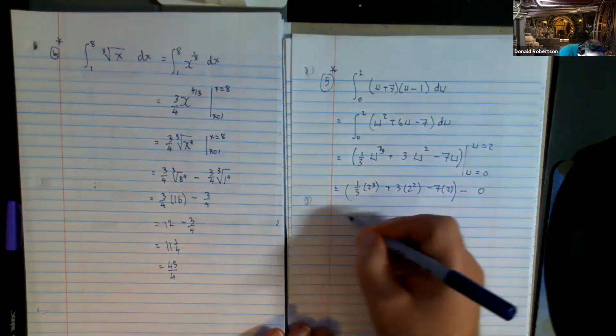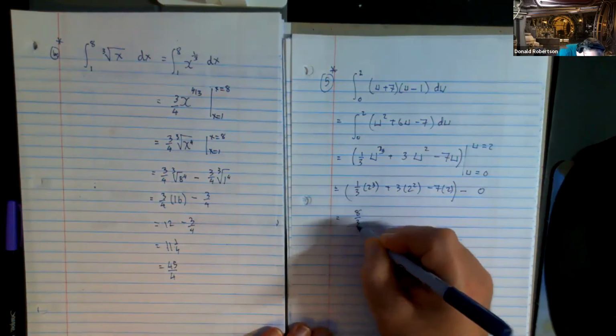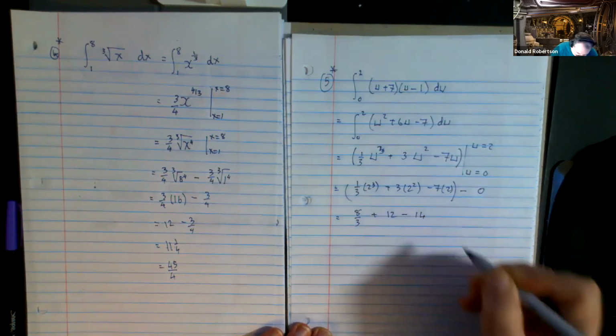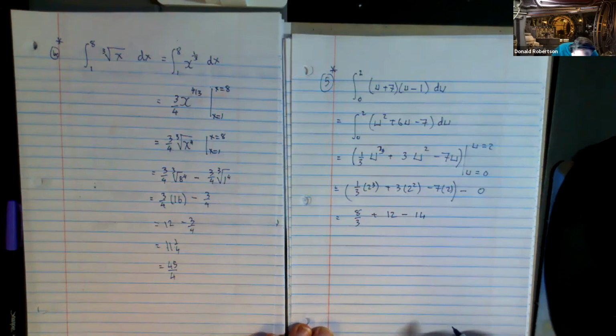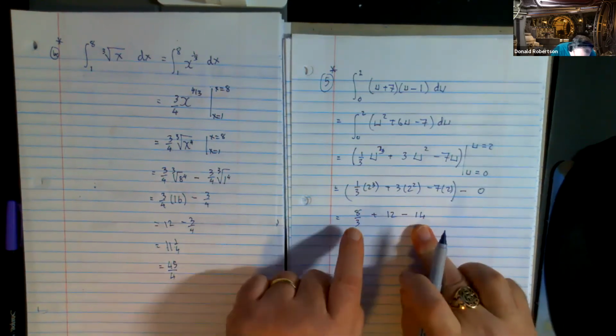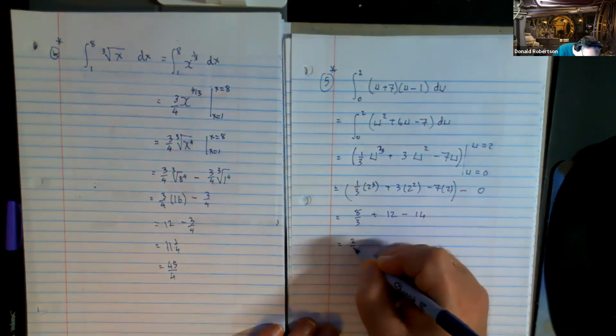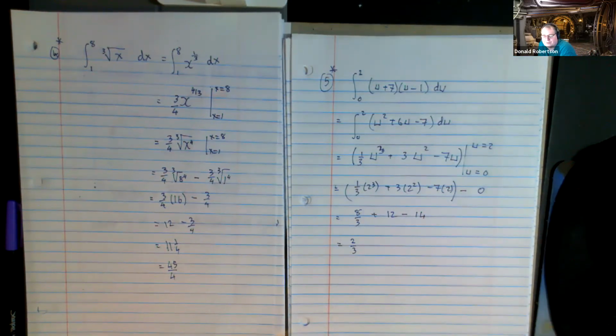Now, this fella is going to be 8/3. This guy's going to be 12, and this guy's going to be take away 14, minus nothing doesn't do anything. So -2, and that guy is 6/3, I believe. You can check it later. I believe the final answer is just 2/3. Are you okay with that one? Sometimes you have to FOIL.